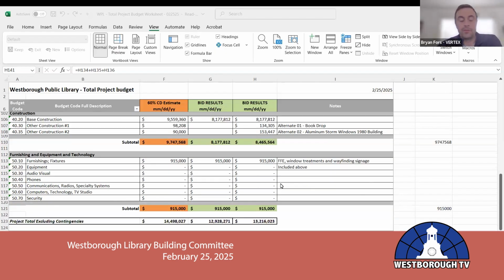FF&E are things that we also need to budget for. These are numbers that were put together from LPA months ago in regards to the furnishings, the additional shelving, as well as the technology. During construction, we would be going back out to them, refreshing that number and making sure that our budget is correct on this.